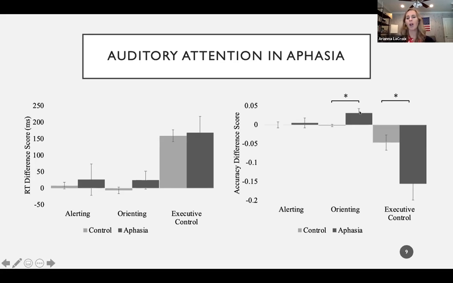And once again, just like we saw in the visual task, we're seeing that people with aphasia are actually distracted by those auditory spatial cues. So they're slower when they are cued to the ear that the target will be presented to versus when they hear that center cue. So from this work, we really see that it's more than just executive control in the visual modality that is impaired in people with aphasia. And we additionally see that both auditory executive control and auditory spatial attention are impaired.